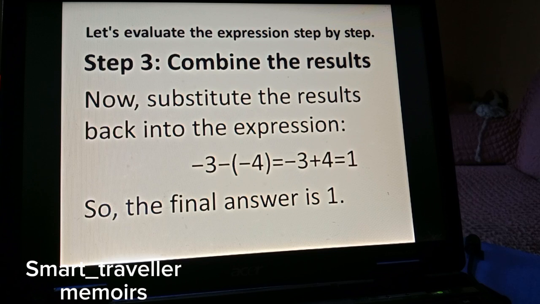Step 3 is to combine the results. Now substitute the results back into the expression, where you have negative 3 minus negative 4 equals negative 3 plus 4, which is equal to 1. So the final answer is 1. Fair and square. That is it.